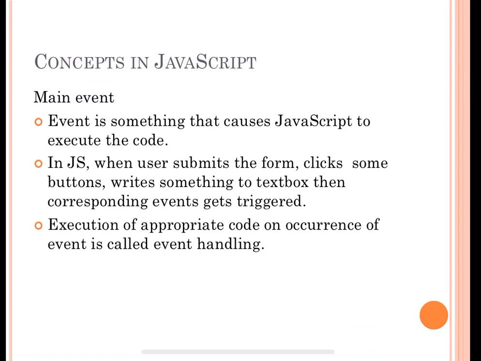Normally some functions are defined for event handling. These functions are called event handlers. Okay, we'll study events in detail in later chapters. So in total 5 concepts we have studied till now: object name, property, method, dot syntax, and main event. Okay, so now let's move on to the next slide.